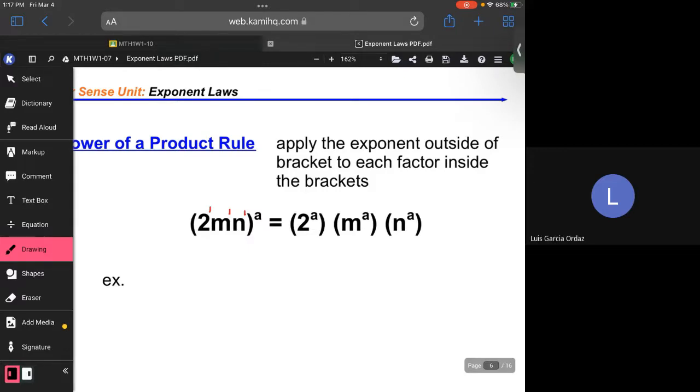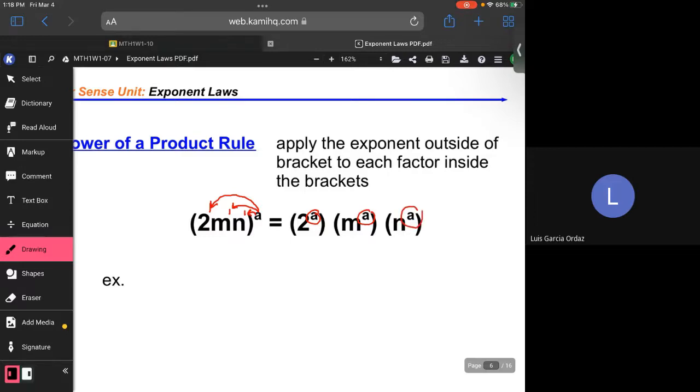So the power of a product tells us that we need to apply the exponent on the outside of the bracket to every single number or variable inside of the bracket. So we have this a. I need to distribute it to my 2, to my m, and to my n. So in this case, because it's basically another power to a power, I have to multiply my exponents. A times 1 gives me a, and n times a gives me a as well.